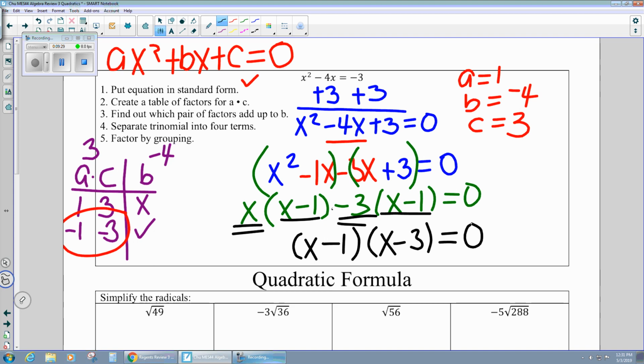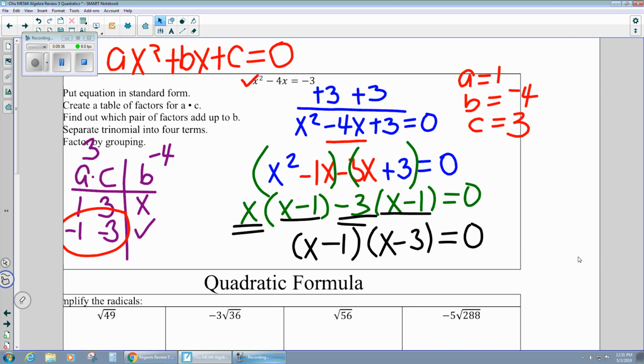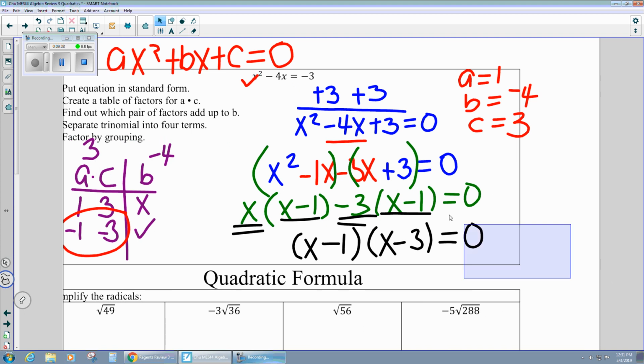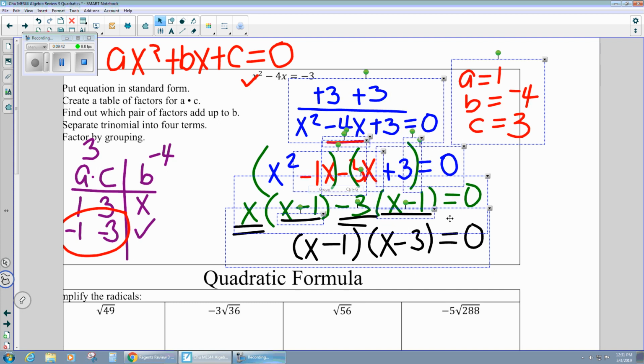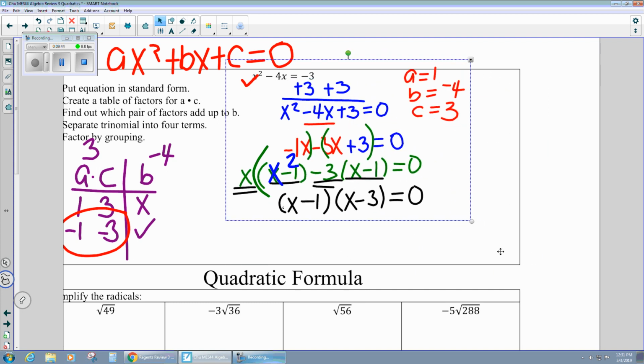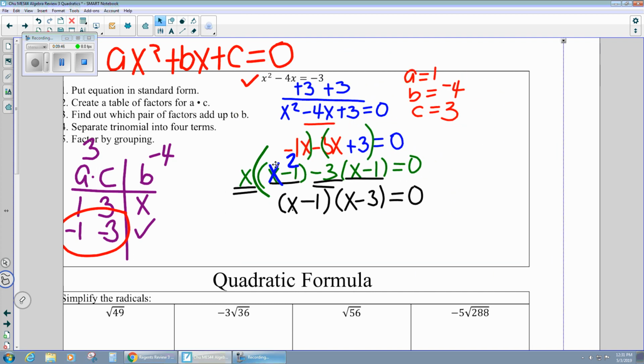Okay, so let me make this smaller so we can do some work on it. Alright, that was really crazy.